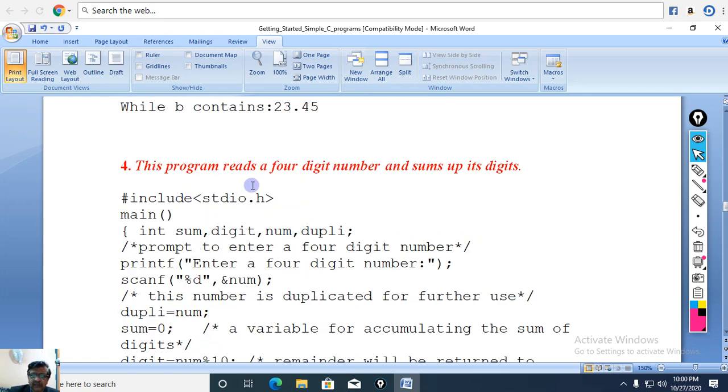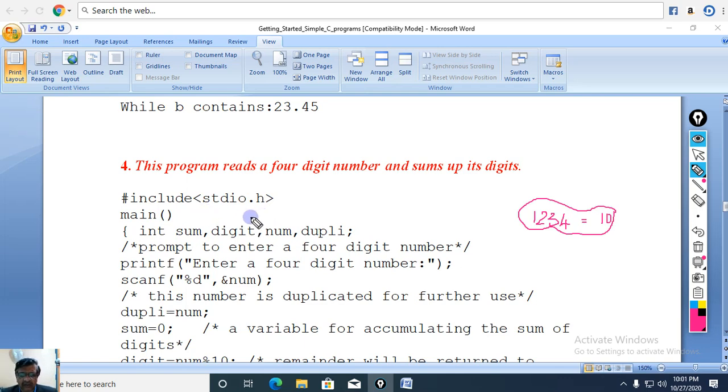This program reads a 4-digit number and sums up its digits. That means if the number is say 1 2 3 4, a 4-digit number, it will give us 4 plus 3 is 7, 7 plus 2 is 9, 9 plus 1 is 10. 10 should be the answer. This is how it is being done. This will also teach us some important points.